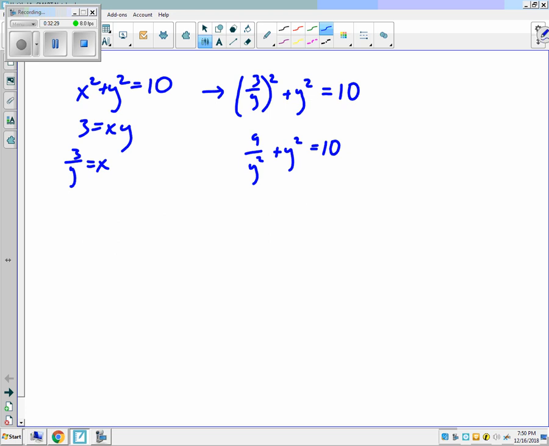Now, it'd be really nice not to have any fractions, right? Multiply everything by y squared. Well, unfortunately, it gives me y to the 4th. But it's okay. It'll work.